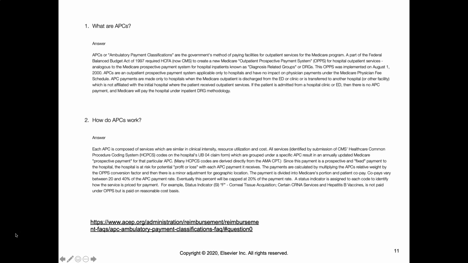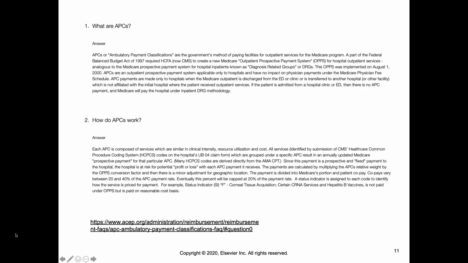They were implemented in 2000. They are an outpatient prospective payment system applicable only to hospitals. So they're not applicable to physician payments. But APCs are used with ASCs. So not only are they used with hospitals, but ASCs.